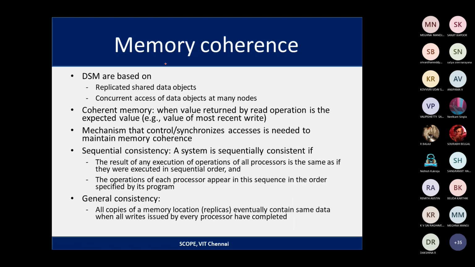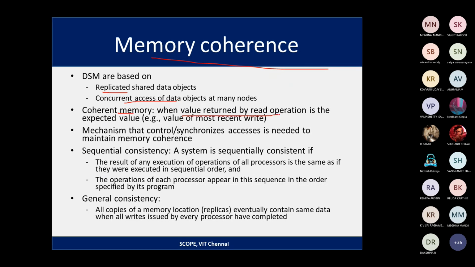And here we need to maintain memory coherence, because whenever sharing is happening, the coherence issues will be there. So, consistency issues. For that we will be performing memory coherence. DSM is based on replicated shared data objects, so concurrent access of data objects will be happening at many nodes. So coherent memory has to be there.